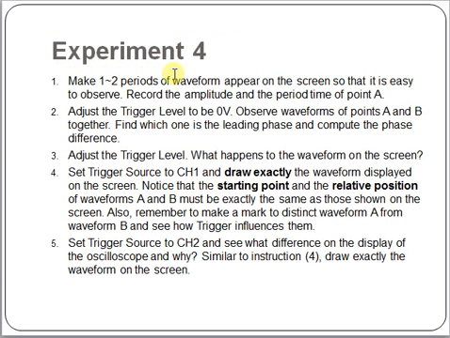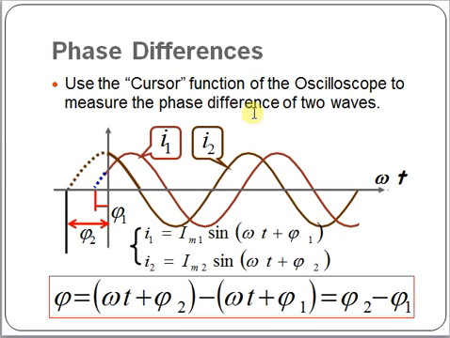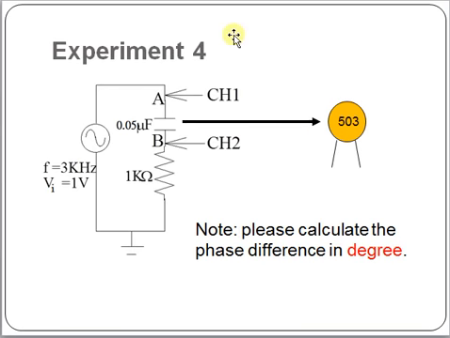Experiment 4. In this experiment, you have to construct a small circuit and measure the waveforms from point A and point B. Because of the capacitor, you will see on the oscilloscope that the two signals have phase differences. Measure the phase difference with the cursor function. The capacitor used here is 503. It looks like this.